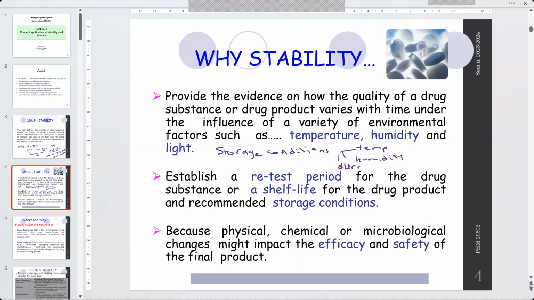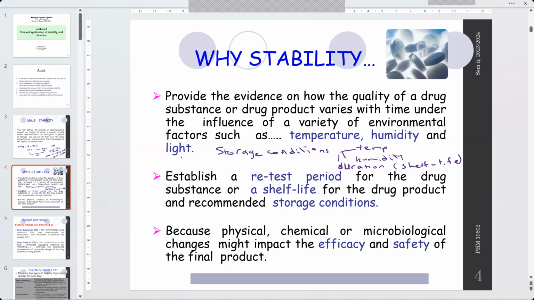The duration of storage, or what we call shelf life. After this period, the drug cannot be used anymore. If you store at higher temperature, it cannot be used because it will degrade quickly. Humidity, same thing. Okay. Stability studies are done to establish a retest period for the drug substance or a shelf life for the drug product and recommended storage conditions, as I explained.